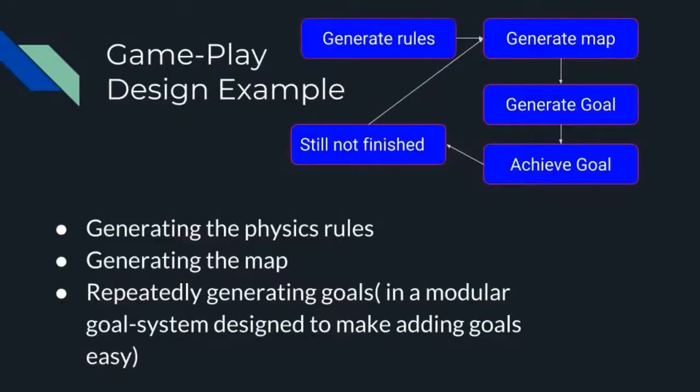in the future. For example, we designed the game to first generate the physics rules, such as the gravity and the player jump height. Then we generate the map, and after that we keep generating goals so that the player can play until the game is finished.